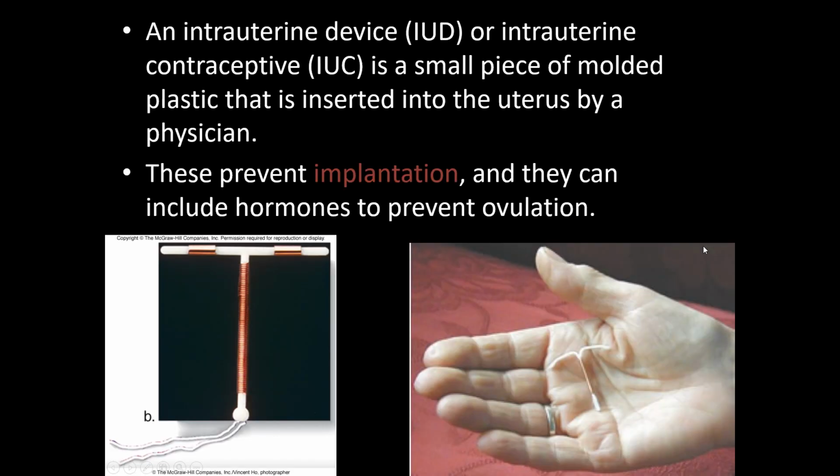IUDs and IUCs. So an IUD is an intrauterine device. It usually has copper in it. That copper causes inflammation to the uterus. That inflammation prevents implantation so that you don't get pregnant. You are still ovulating every month. You just can't actually implant in the uterus.